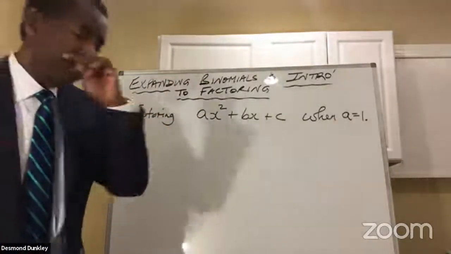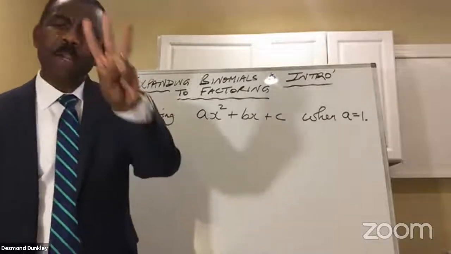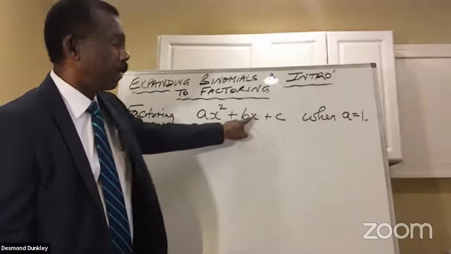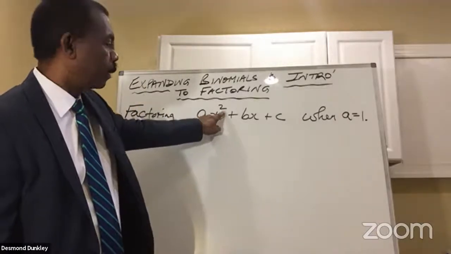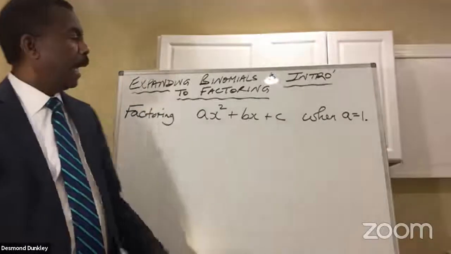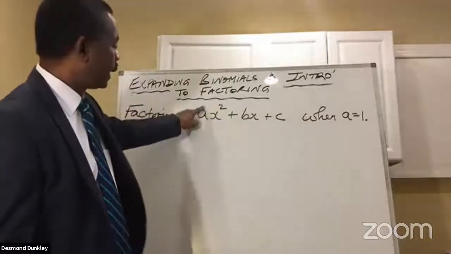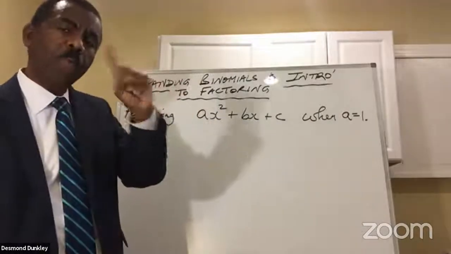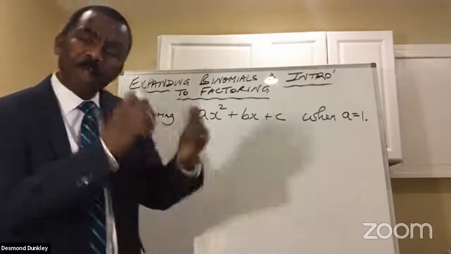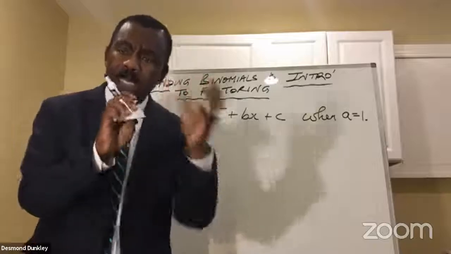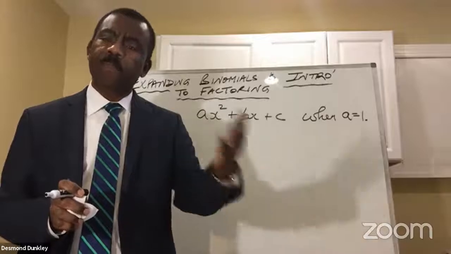Look at it. You have ax squared plus bx plus c, where a, b, and c are numbers. A is a number, b is a number, c is a number. So this is what is called a quadratic trinomial. We're going to focus today on only those examples where a is equal to 1. When a has a different number than 1, it's a different process. It takes a little bit more skill to complete that factoring. We'll do that on the next session, on Thursday.